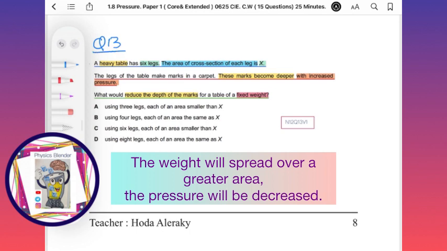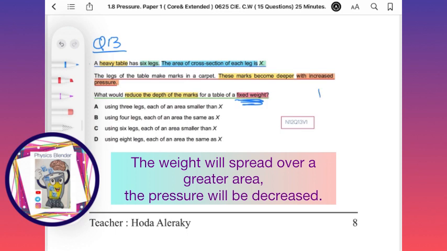Question 13, we have a heavy table that has 6 legs. The area of cross section of each leg is X, and the legs of the table make marks in a carpet. How can we reduce the depth of the marks for a table of a fixed weight? Fixed weight means constant force. So we are not changing the weight of the table. We have the same table, same weight, but we are trying to change the other factors.